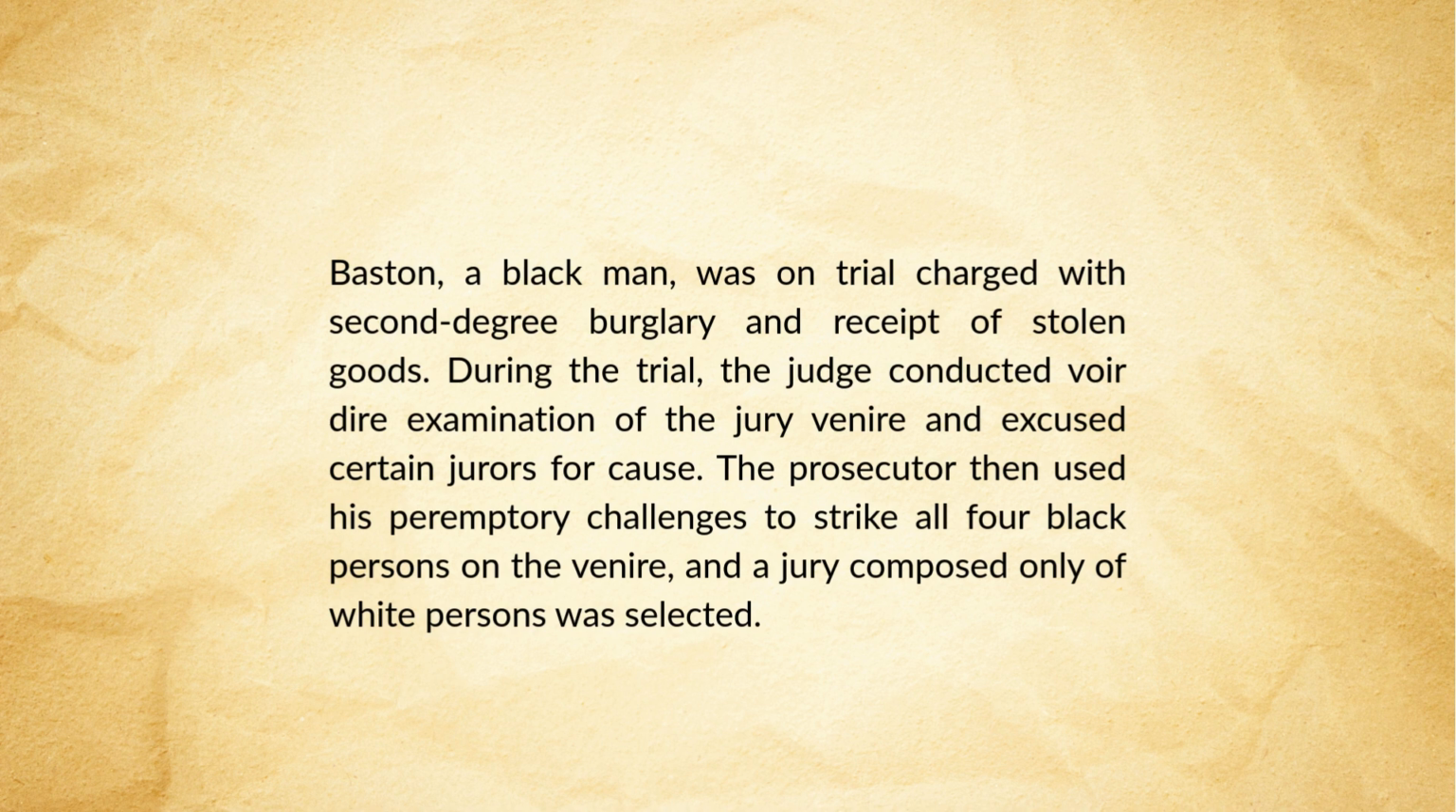Batson, a black man, was on trial charged with second-degree burglary and receipt of stolen goods. During the trial, the judge conducted voir dire examination of the jury venire and excused certain jurors for cause. The prosecutor then used his peremptory challenges to strike all four black persons on the venire, and a jury composed only of white persons was selected.